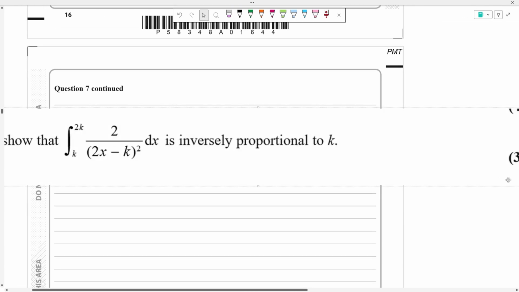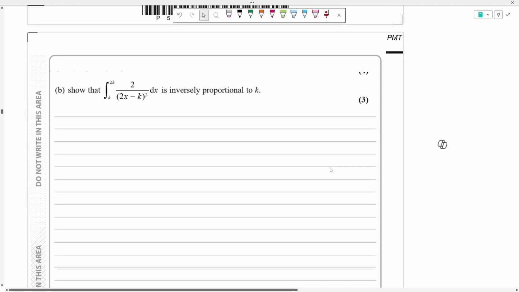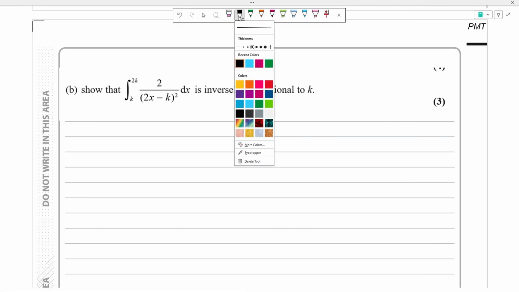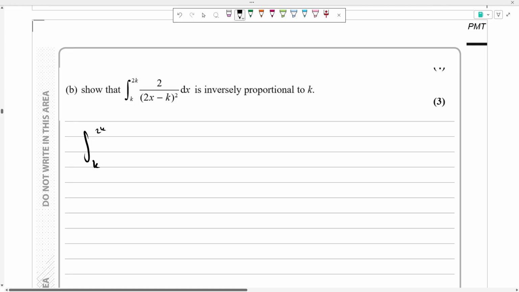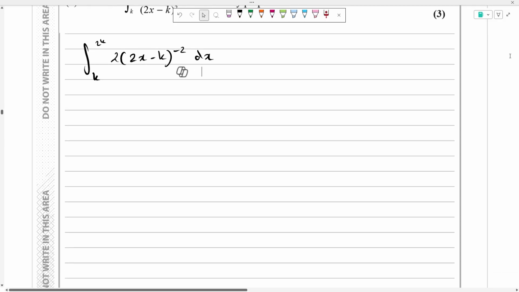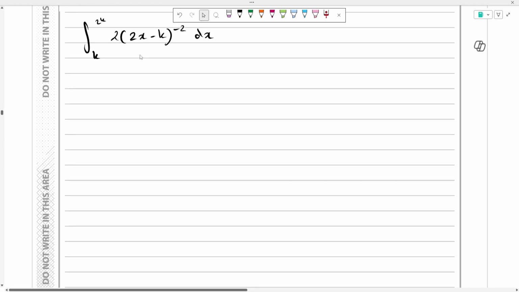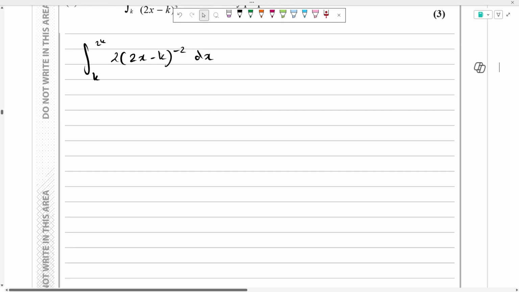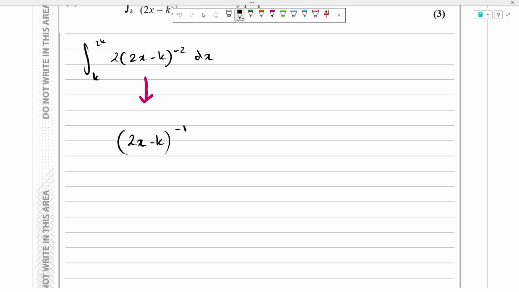Okay. Cool. So for part B, we have the integral between k and 2k, and I'm going to write it like this: 2x minus k to the power of minus 2. Now you can use reverse chain rule here in your head, or we can use substitution with d over dx. I'm going to go ahead and use reverse chain rule, and this is thinking about how the integration and differentiation rules work. Well, if we were to just integrate this like normal, the power increases by 1, right?